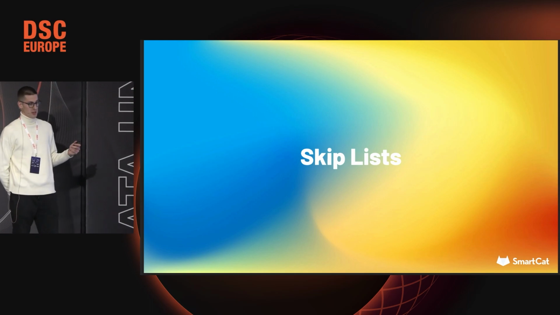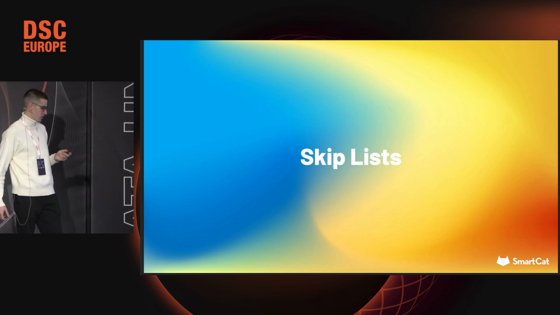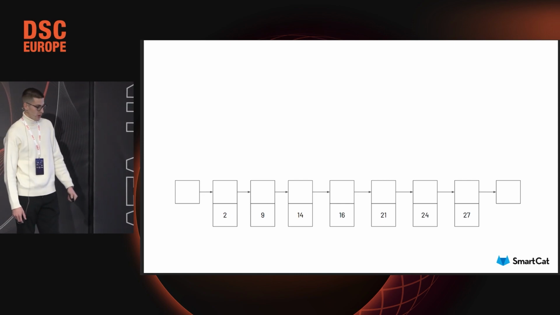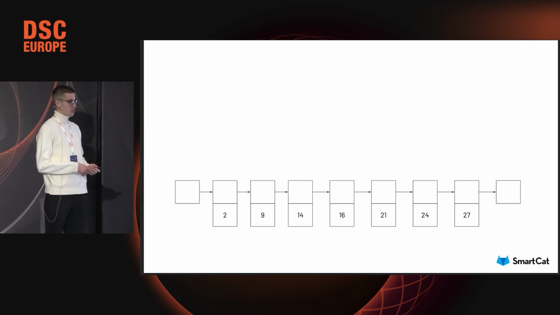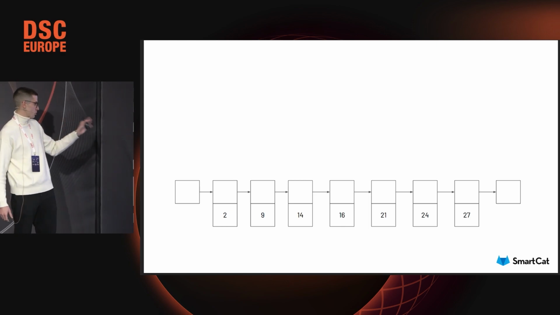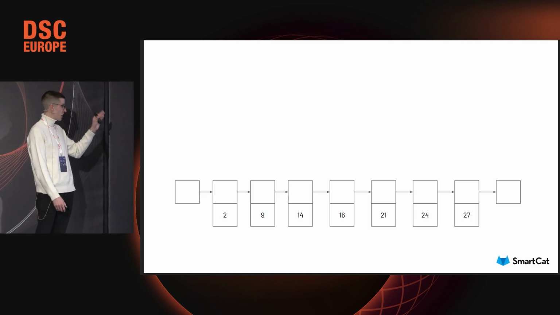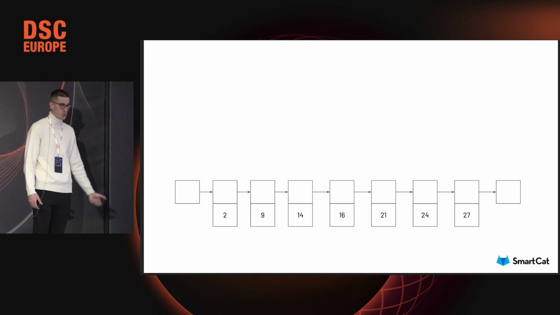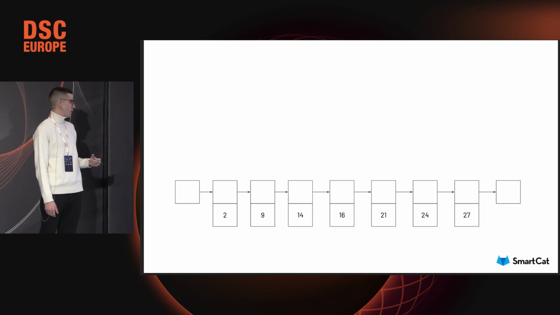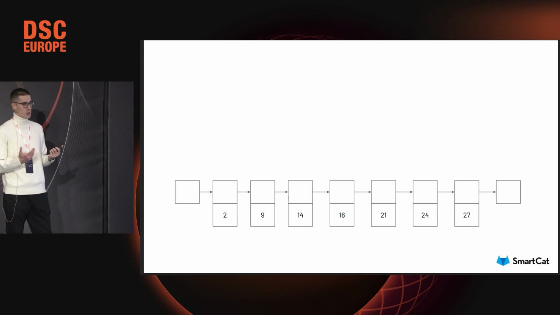Anyone who's ever taken a course in data structures knows what a list is, and knows that if we are to keep a linked list sorted, in order to find any element, there are no shortcuts. You have to start from the beginning. So let's say we're searching for element 21 in this list. We have to hop to number 2, hop to number 9, 14, 16, and only at the 5th hop will we get the result.